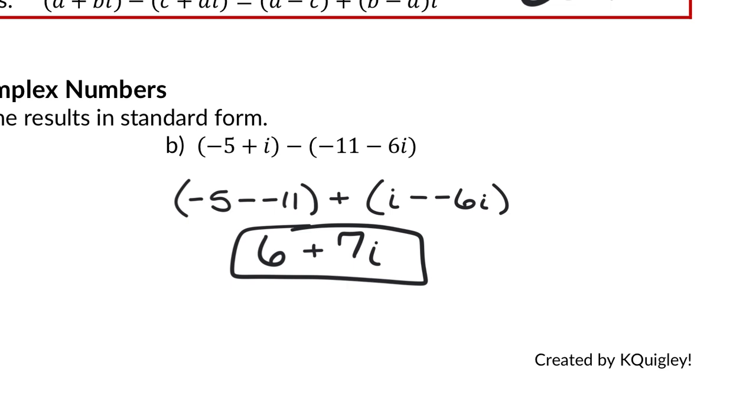Correct. So I'm still subtracting. That's a good point. I'm still subtracting the second term from each pairing. So I'm doing -5 minus -11, and then i minus -6i. But complex numbers generally have a plus in between them. So if we put the real part here plus the imaginary part here.